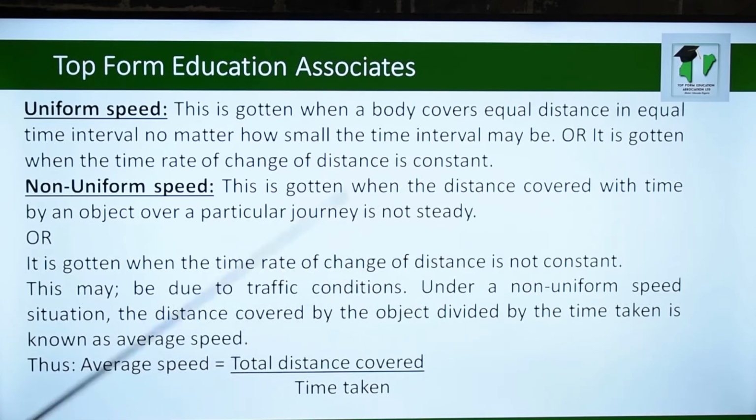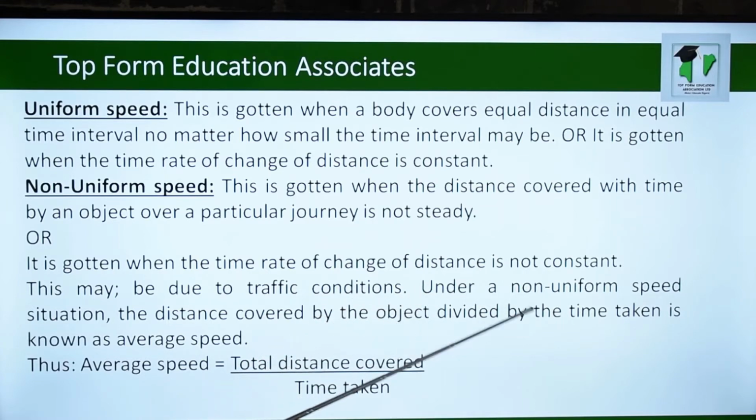For instance, for the one I've given you before now, if you have a distance of 100 meters and you still divide it into 5 partitions, 20 meters each, but the time taken in each of those distances is not constant, then you have non-uniform speed. This may be due to traffic conditions.